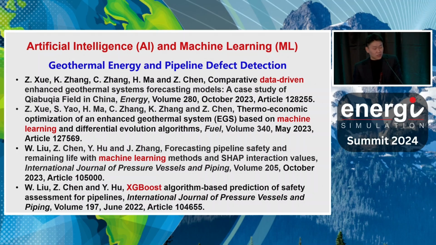For example, we have used the data-driven model to predict the heat recovery of a geothermal reservoir and generate an AI-based optimization tool for determining the optimal working strategy. This is also my work, so if you have any questions, I can give you detailed answers. We also use machine learning methods to predict pipeline safety and remaining life, which are shown in the following two works.